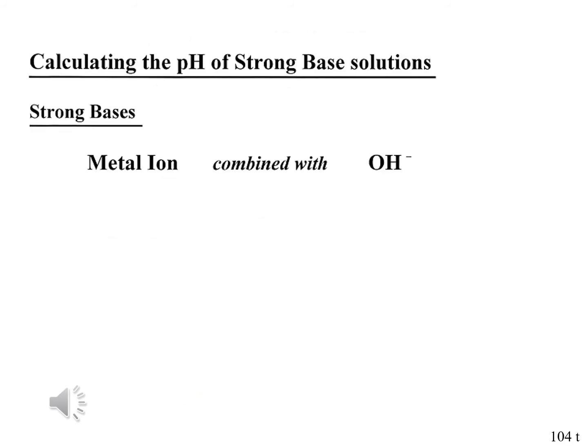We've calculated the pH of strong and weak acids. Now we want to calculate the pH of strong bases. What is a strong base? First of all, it is a metal ion, which is positive, combined with the negative ion OH, because OH makes everything a base. So these are ionic compounds, and we're going to only calculate the pHs of the strong ones by the method I'm going to show you, but it works.